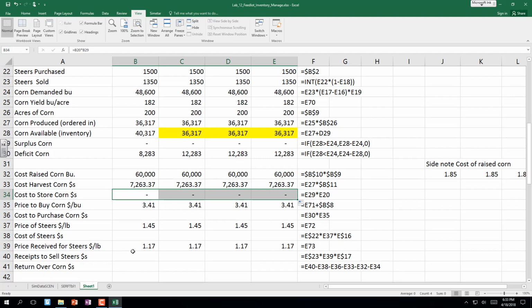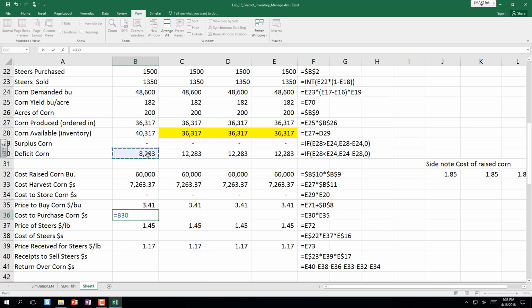Okay, cost to purchase corn. So if you have a deficit, you have to go pay for that corn. Oh, by the way, the price of corn that you're going to have to pay is that local wage, 25 cents a bushel up above, and the stochastic price down below. So our cost to buy corn is equal to this deficit corn, that's why it's not a negative, times the price of that corn, $3.41.